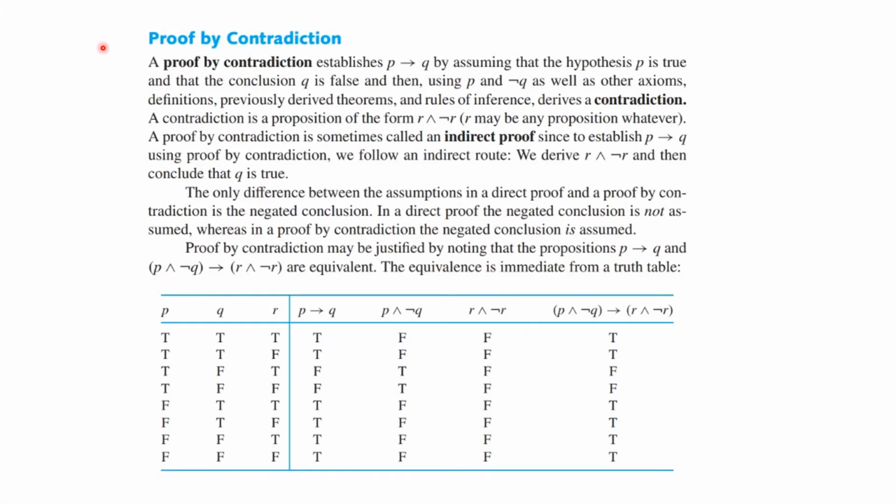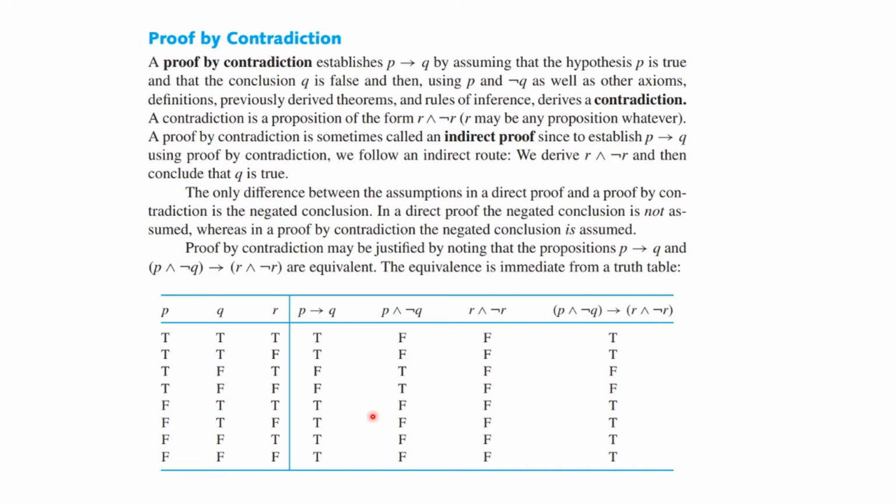The first new type of proof we're going to talk about is called a proof by contradiction. A proof by contradiction establishes P implies Q by assuming the hypothesis P is true and that the conclusion Q is false. And then, using what we're assuming here, we derive a contradiction. This is sometimes called an indirect proof, and the contradiction is listed as R and not R, which always is false. And that allows us to conclude that Q is true.